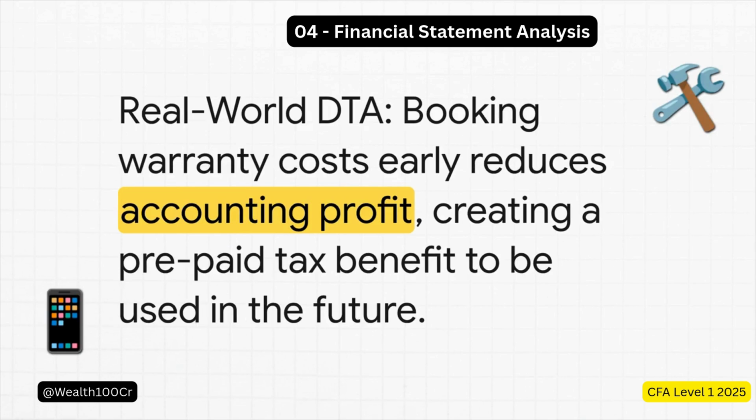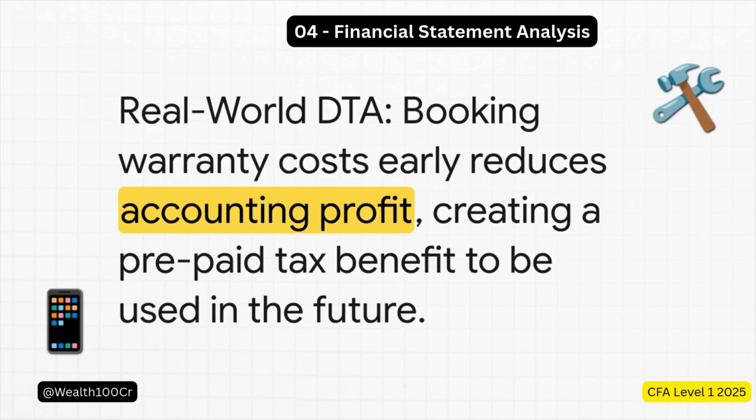Now, let's flip it around and look at a deferred tax asset. A perfect example is Apple in the US. Imagine they sell 1 million new iPhones. For their financial reports, based on the matching principle, they have to estimate and expense the future warranty costs right now. That reduces their accounting profit. But the IRS says, nope, you can only deduct that expense when you actually spend the cash to fix a phone.